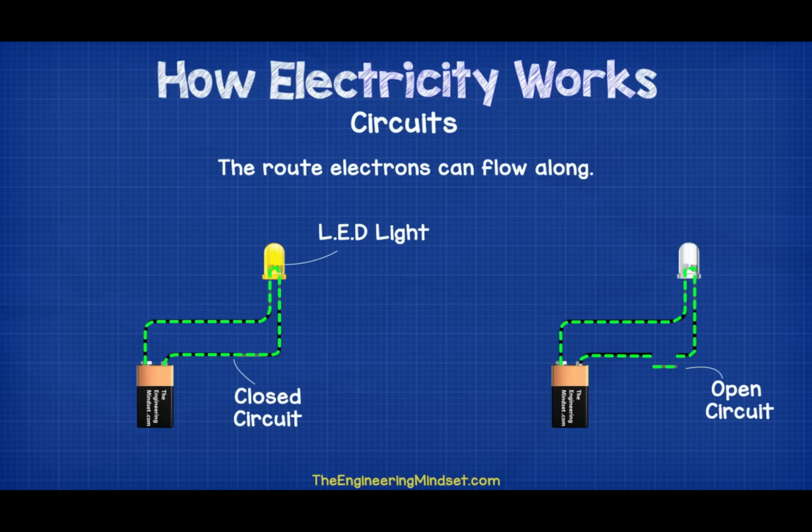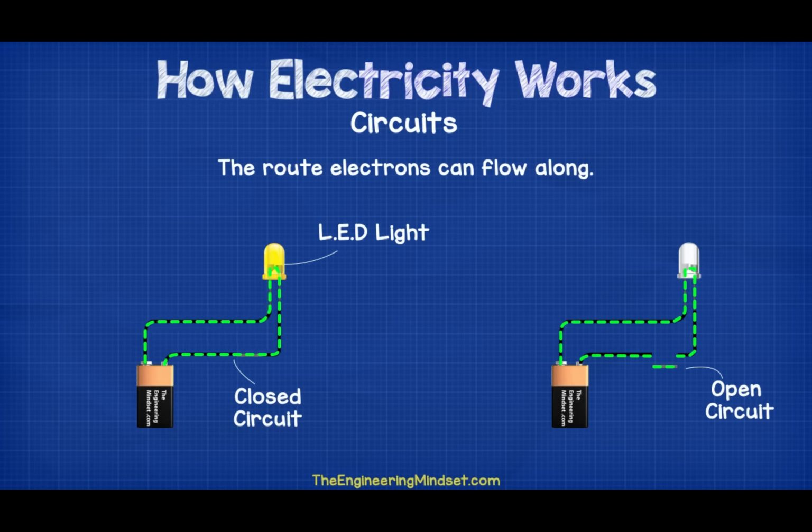When I say circuit, this just means the route which electrons can flow along between the two terminals, the positive and the negative, of a power source. So we can add things into their path, like light bulbs, and this means that the electrons will have to pass through this in order to get to the other terminal, and so we can use this to create things such as light. The circuit can even be open or closed. In a closed circuit, the electrons can flow around, and in an open circuit, the electrons are not able to flow.